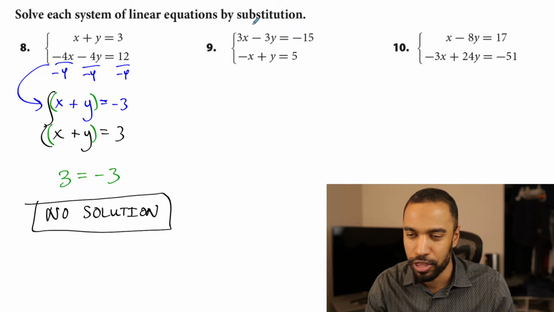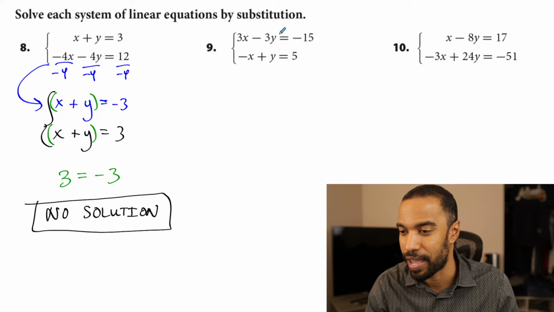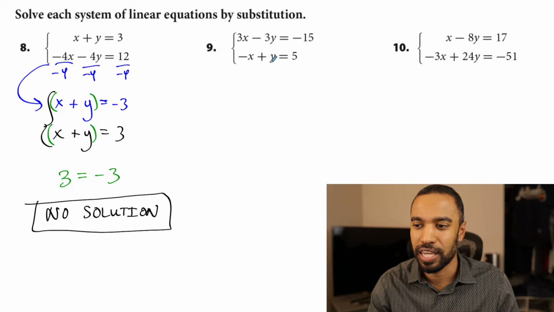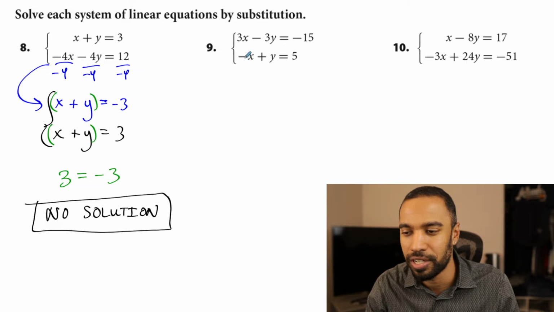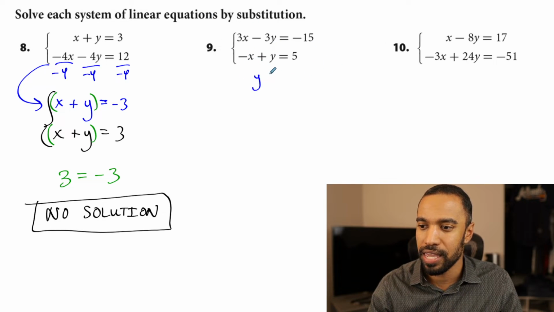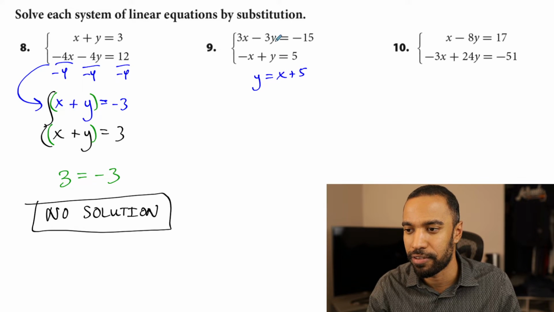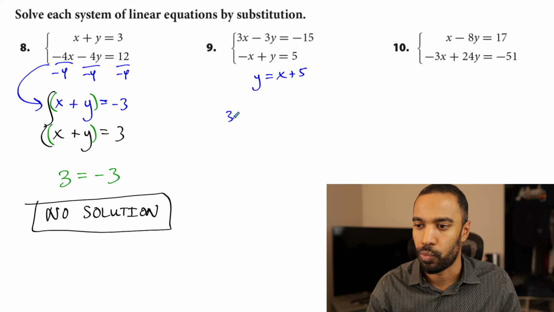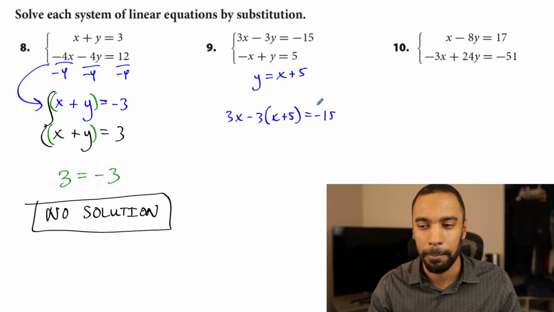I'm not going to divide everything by 3 up here. You want to? Go ahead. That's fine. I'm going to go ahead and get this y by itself. It's already positive, and if I add this x over, that will be positive as well. So I'll get y equals x plus 5 on the bottom equation. I have isolated y. I'm going to substitute x plus 5 in for y in the top equation, and we'll get 3x minus 3 times the quantity x plus 5 equals -15.